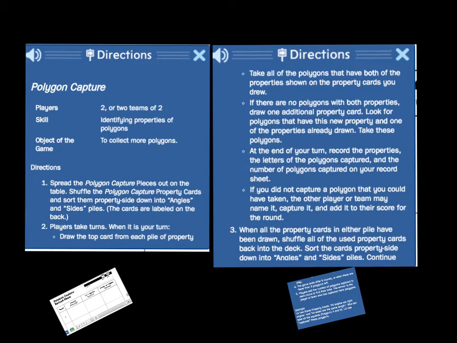going to spread the polygon capture pieces out on the table, and you're going to shuffle the property cards. And you're going to sort them property side down into angles and sides. So the cards are supposed to be labeled on the back, so hopefully that is true. Then what's going to happen if we look at number 2, players are going to take turns.